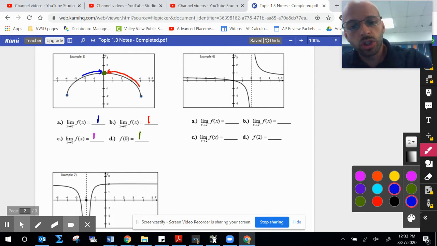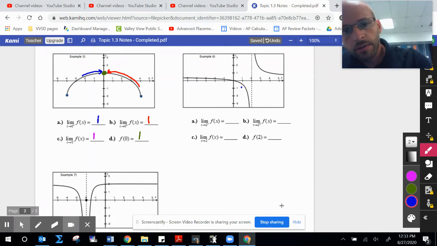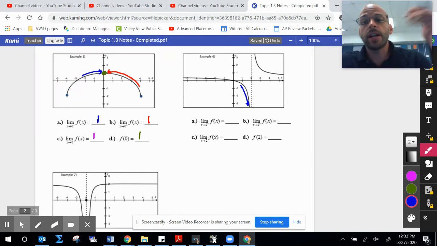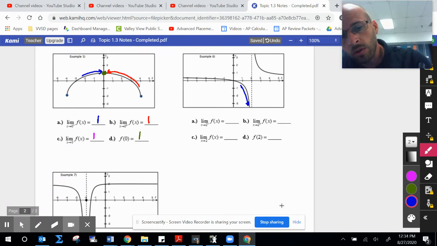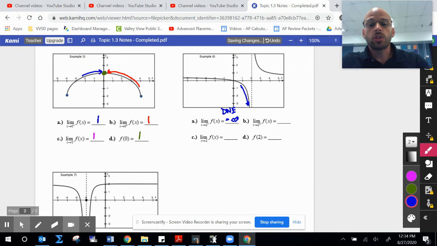So as I approach 2 from the left, this is going to go down forever. Now, as I get closer to that vertical asymptote, I don't actually hit it, and it's just going to keep going further and further down. So you can write for this, I will accept either negative infinity, or if you want to put does not exist, because it doesn't actually go to a discrete value. So I would accept either one of those.